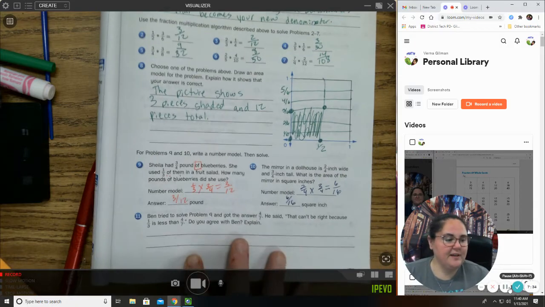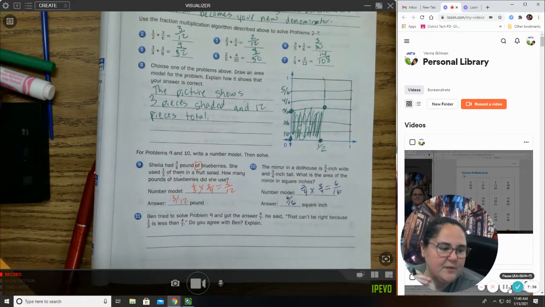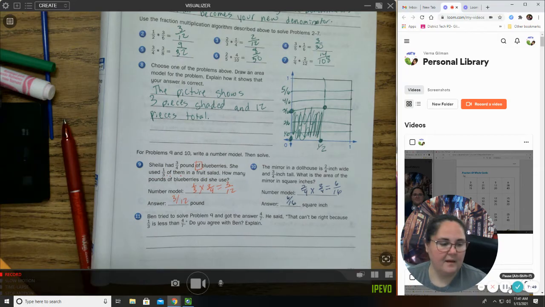Awesome. So Ben tried to solve problem 9, and he said his answer was 4/7. He said, well, that can't be right because I know that 1/3 is less than 4/7. Do you agree? Yes or no? And why? All right, so he is absolutely right. And I agree that the answer should be less than 4/7. I don't think that 4/7 is the right answer.